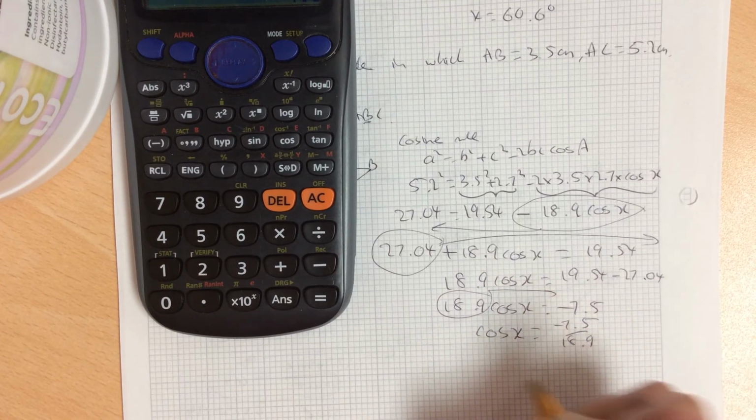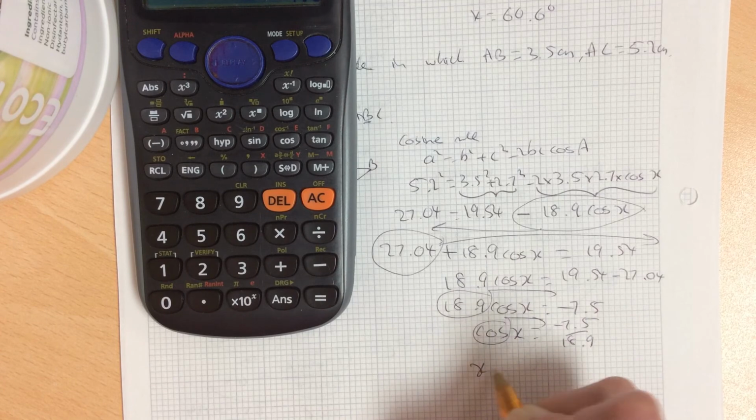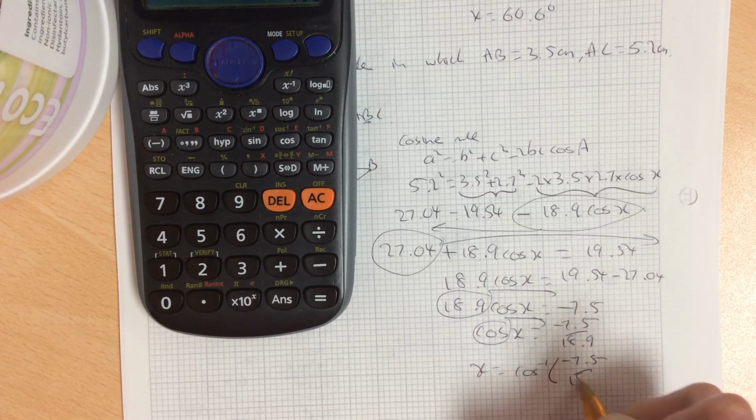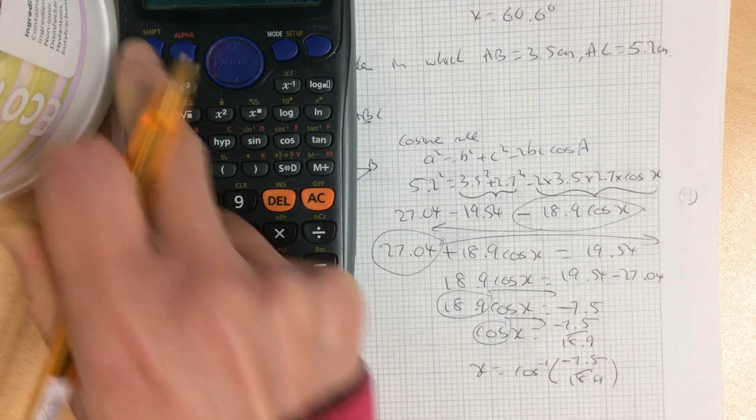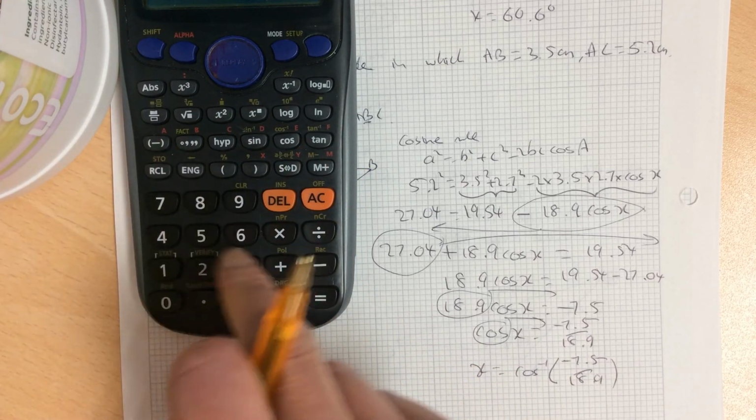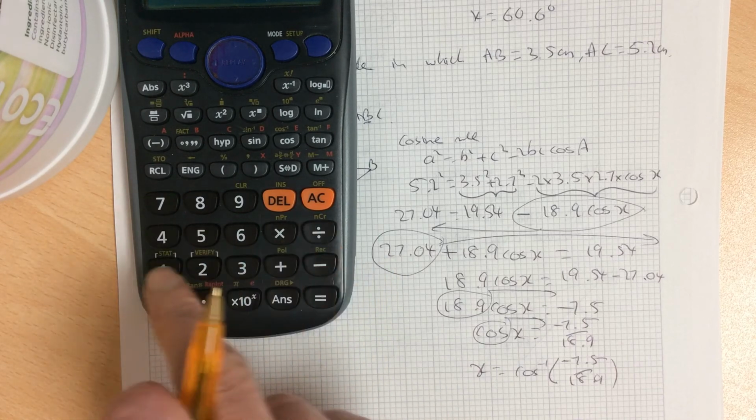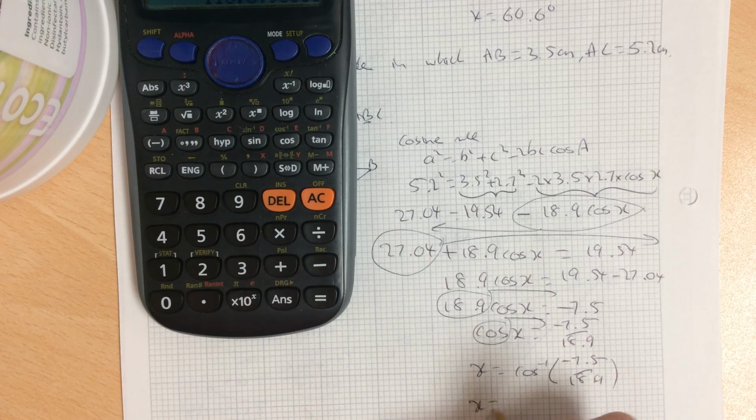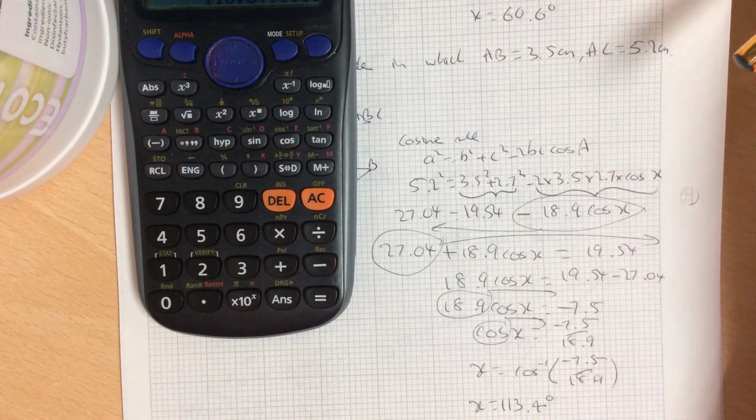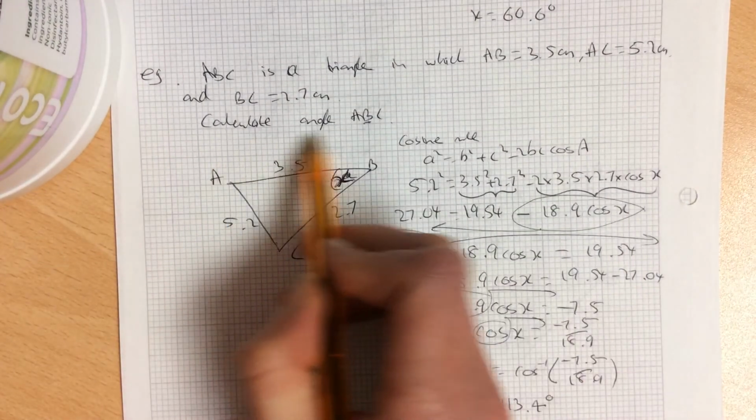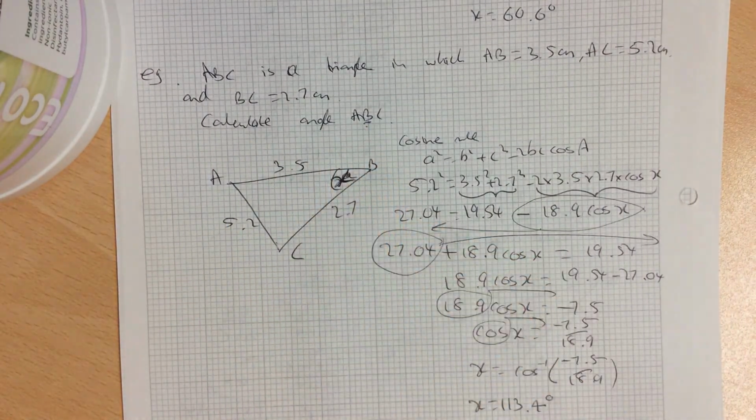And now I'm going to bring this over first, write it down. So inverse cos. Now don't drop that wee negative sign, let it go. There's your negative sign, negative 7.5 divided by 18.9, close your bracket, equals. And you get x to be 113.4 degrees. Now, do you remember last time we did this? That wasn't actually what the question was looking for. Just double check it. Calculate the angle at B. Yes, I have found the angle at B.